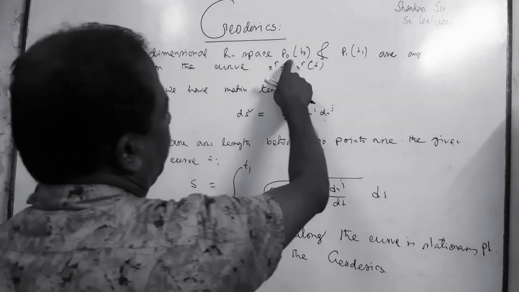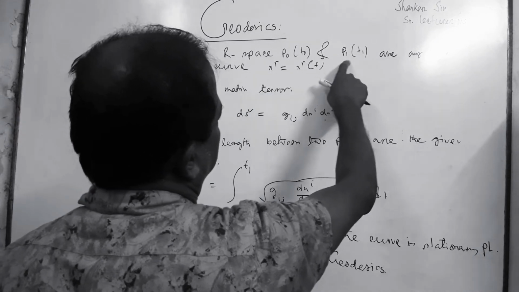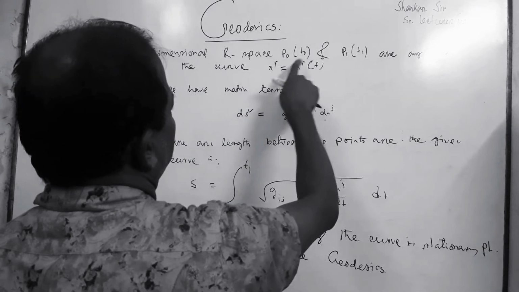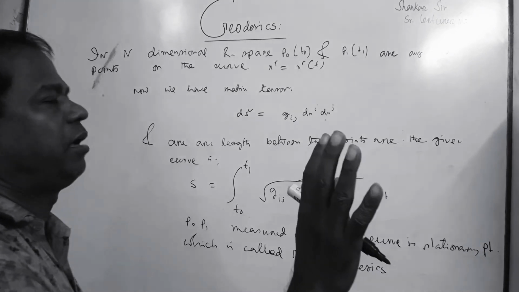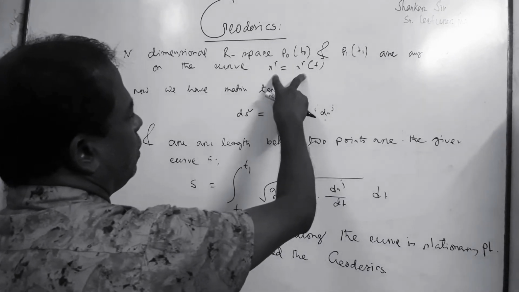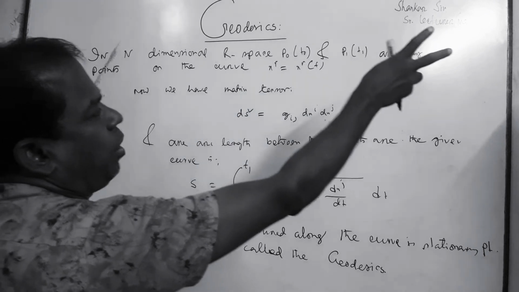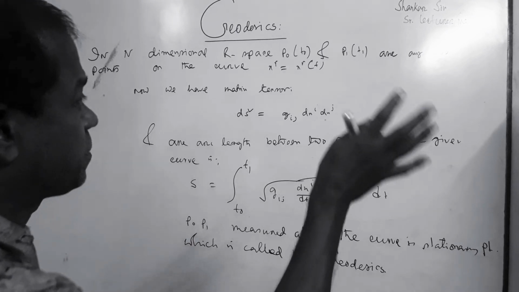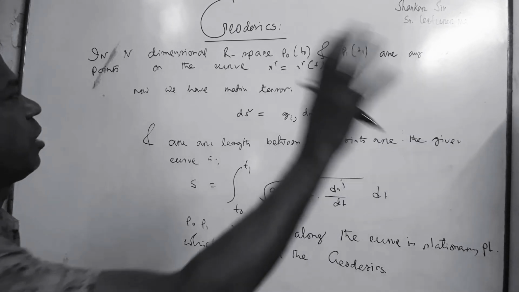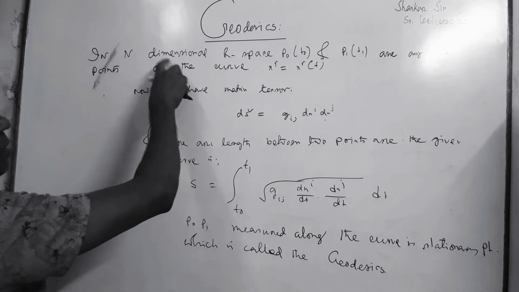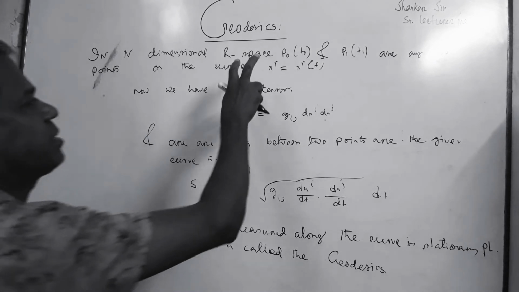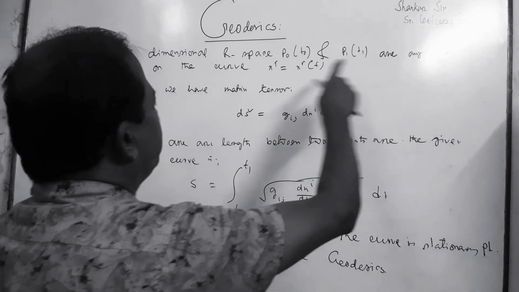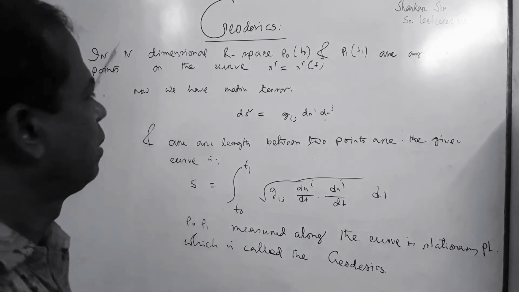the points P0 and P1 are any two points on the curve x(r) equal to x(r)(t). You have to think this is the curve with r space of the points P1, P0 and P1, is the n-dimensional space. N-dimensional space is r space of the two points P0 and P1 whose curves are x(r) and x(r)(t).